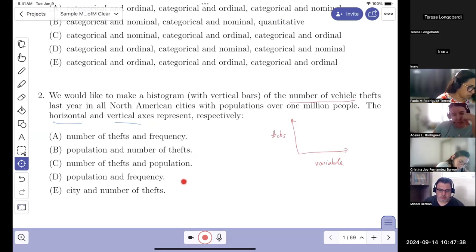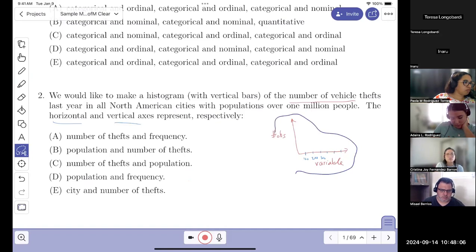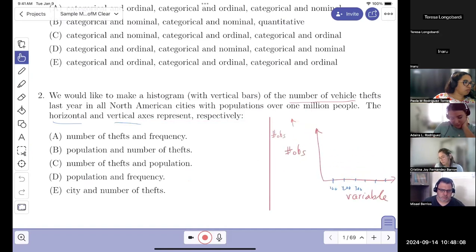This is confusing because they're both numbers. Number of thefts is a count and frequency is a count. But what we're going to do with this histogram is along this axis, we're going to divide into intervals, right? There's going to be intervals of, I don't know, 100, 200, 300. Okay, so I hope you can see that. Maybe I'll make it bigger. I don't know why I'm writing so small today.